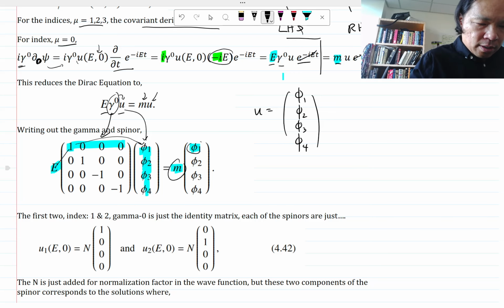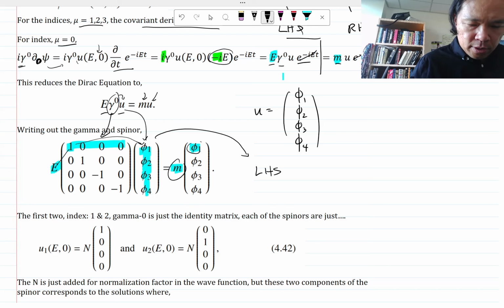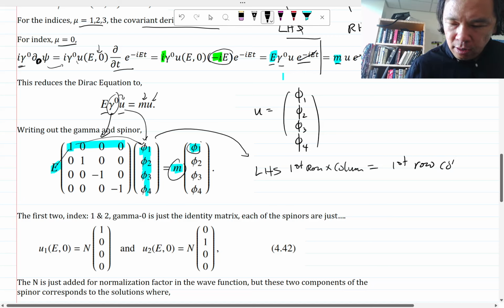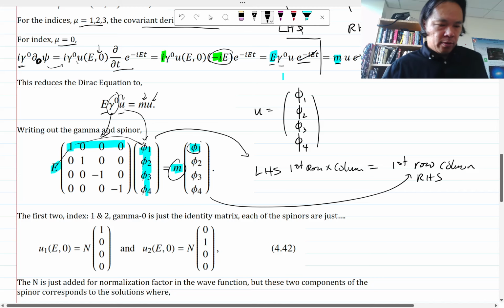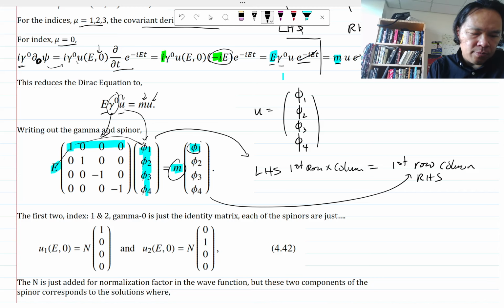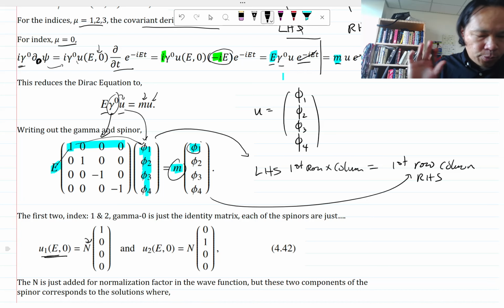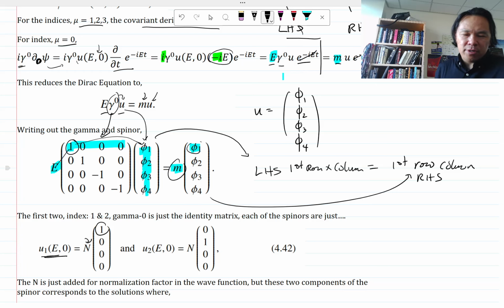Here, let me just write the left-hand side of this equation out a little more clearly. So the first row, multiplied by the column vector, is going to give you the first row of the column on the right. So that's what's equal to the right hand side. That's what we're doing with these matrix multiplications. What that tells you is that whatever U1 has to be, it's going to be proportional to some normalization factor that's to be determined, times 1. So it's pretty simple in this case.